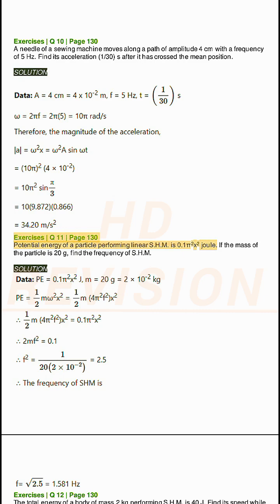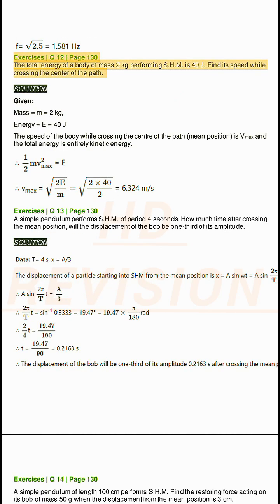Exercises Q11, page 130. Potential energy of a particle performing linear SHM is 0.1 π²x² joule. If the mass of the particle is 20 grams, find the frequency of SHM. Solution.